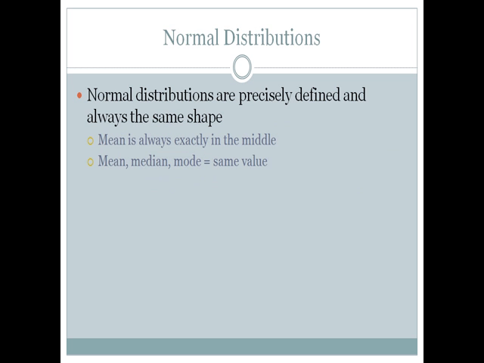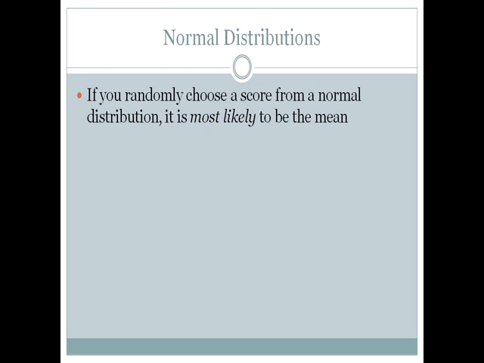We've mentioned before the normal distribution. The normal distribution is a hypothetical distribution that has exactly the same shape every time. It is a distribution in which the mean, the median, and the mode are all exactly the same value and are all the point of symmetry for the distribution. So they're exactly in the middle. Just probabilistically speaking, if I choose a score at random from a normal distribution, it is most likely to be the mean.